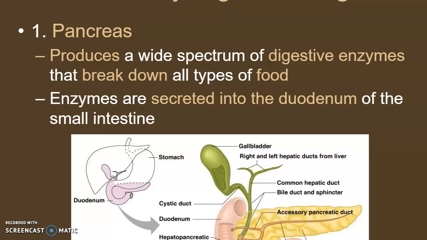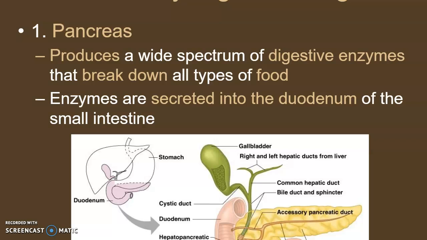Now, let's turn our attention to and talk about some accessory digestive organs. Accessory digestive organs are organs that put materials into the alimentary canal, but they are not part of the alimentary canal. They use ducts, little hollow tubes, to put things into the alimentary canal.